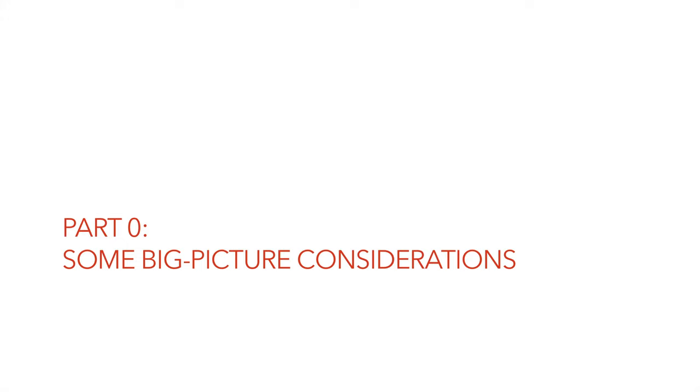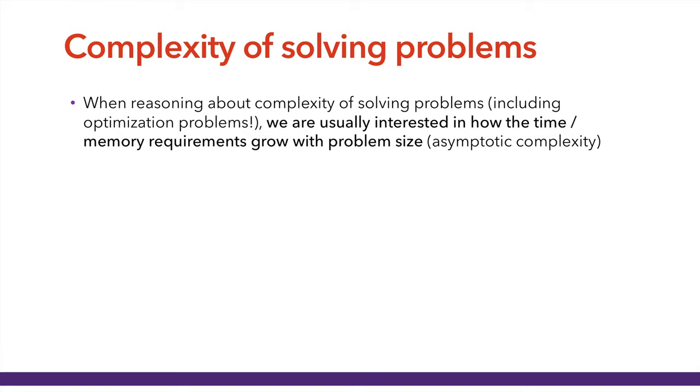Let me begin by talking about some of the big picture considerations we should have before talking about solving optimization problems on quantum computers. In general, when reasoning about the complexity of solving problems, and this of course includes optimization problems, we're usually interested in how the time or memory requirements grow with problem size. Or in other words, we're interested in asymptotic complexity.